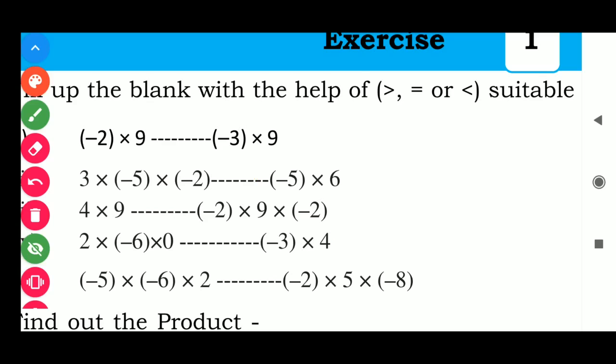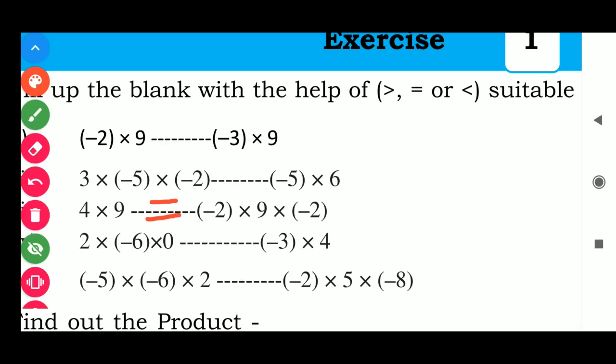Now come to the third question. In the third question, 4 into 9, that is 36, and minus 2 and minus 2, it becomes plus. So 2 fours are 8, and 4 nines are 36. So once again we can write 36. Both are equal, so we can put the equal sign. So in the third we can put the equal sign.